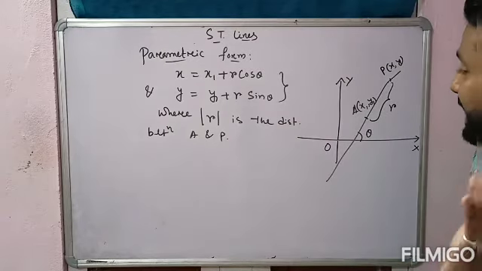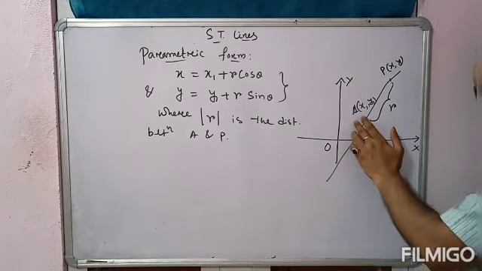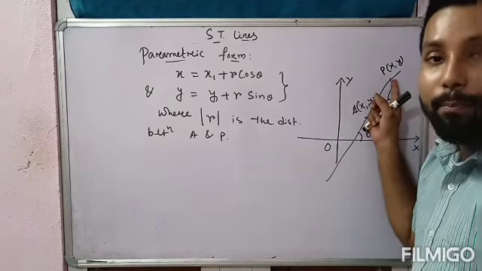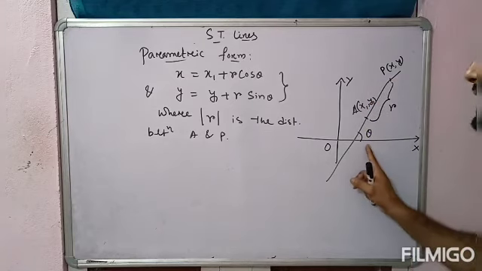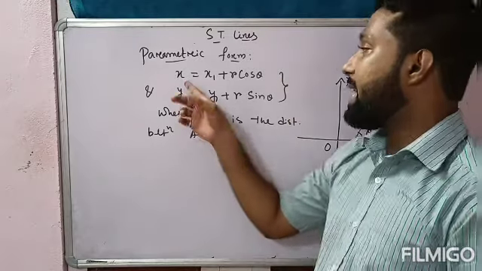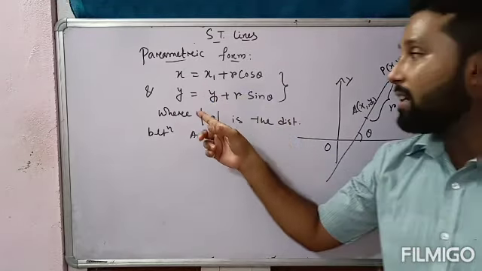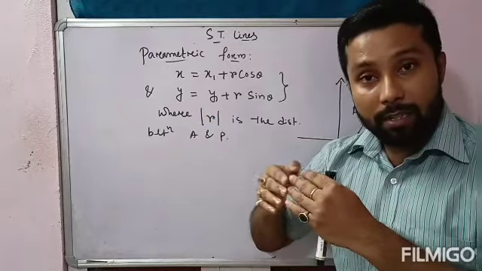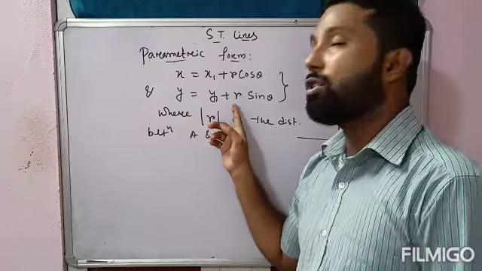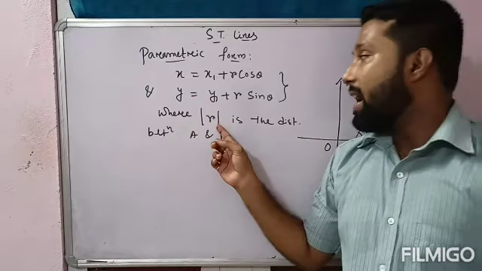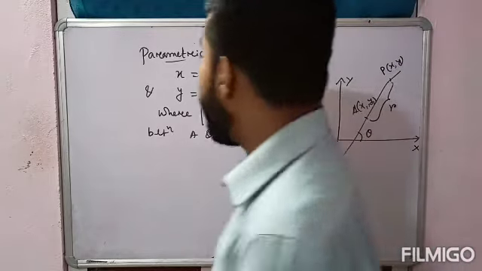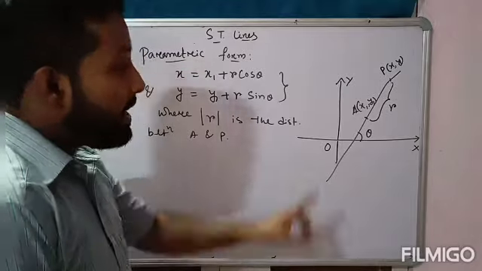Once again I am repeating: if the line is passing through the point A, let us consider P to be any point on the line and theta be the inclination, then the equation of a line in parametric form is x equal to x1 plus r cos theta, and y is equal to y1 plus r sin theta. These are separate equations, where r is the distance between A and P.